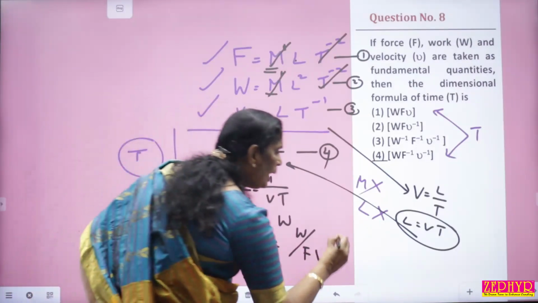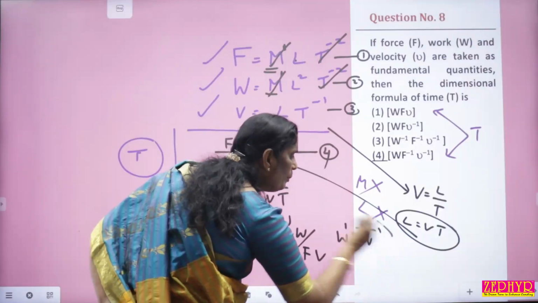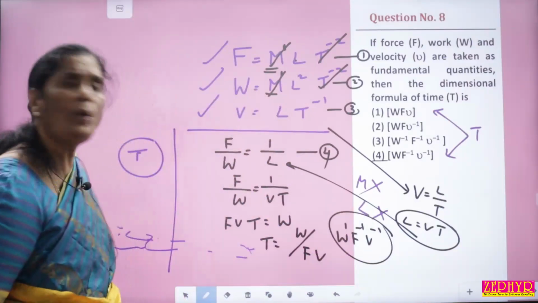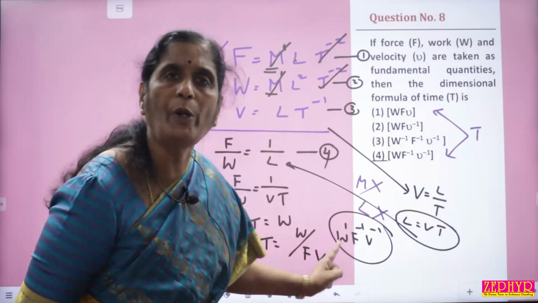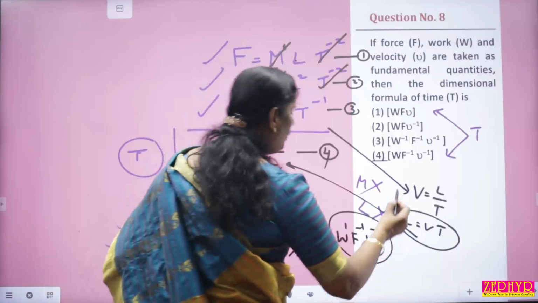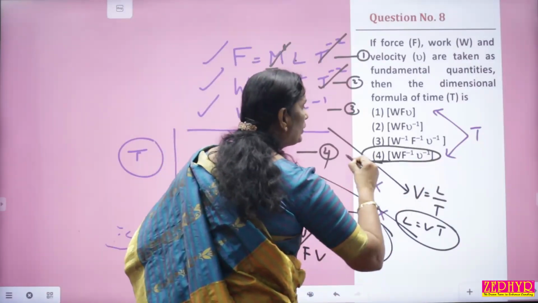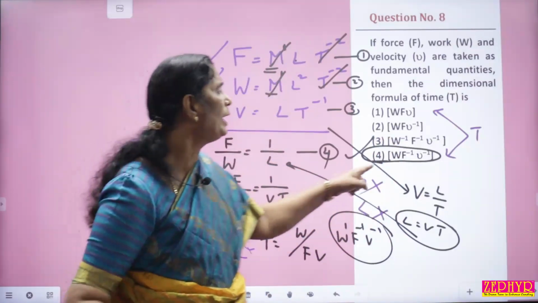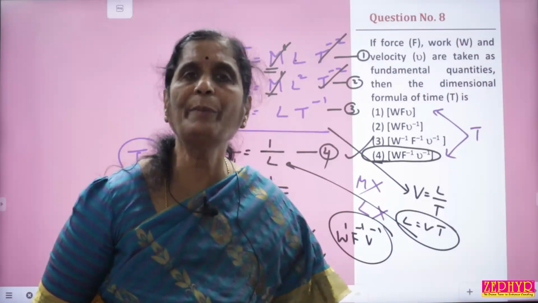That is W⁻¹, F⁻¹, V⁻¹. Okay, W⁻¹. Got it. So we wrote T in terms of F, W, V. W⁻¹, F⁻¹, fourth choice. The fourth choice is correct. Okay, W⁻¹, F⁻¹, V⁻¹. That's all, very simple.